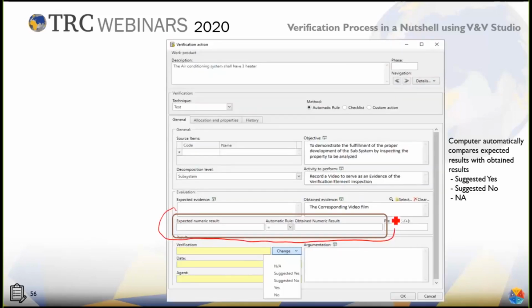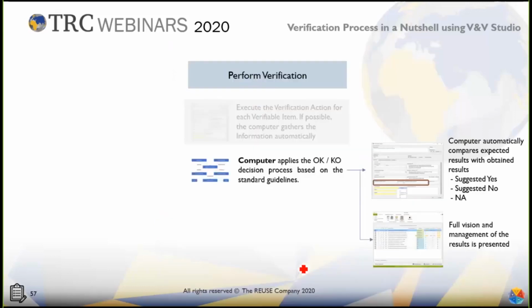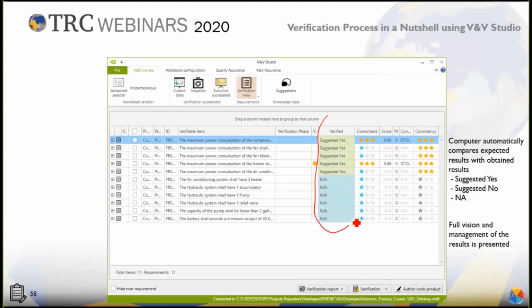So even if you have filled in manually the values in the expected numeric result from the reference and the obtained one, or even if they come from automatic rules, the computer is going to compare these two, in the way the decision process is defined in the standard. And the computer is going to provide a value here. Usually suggested yes, or usually suggested no, or not applicable. One of these three. Okay, and then once everything is done, the computer is going to show you the results in an automatic way. Yes, suggested no, or whatever.